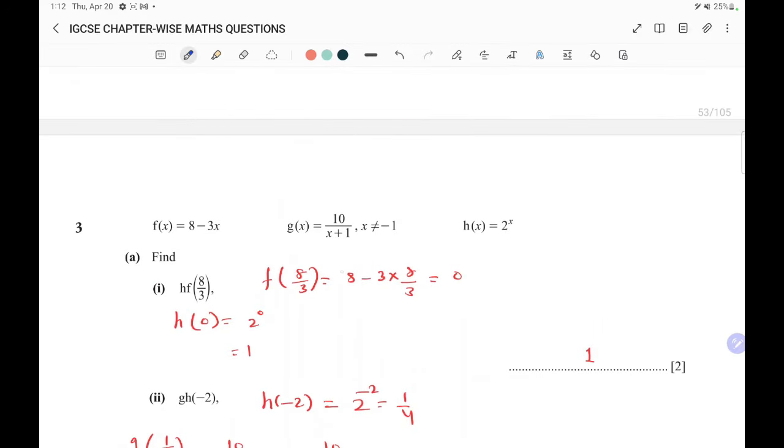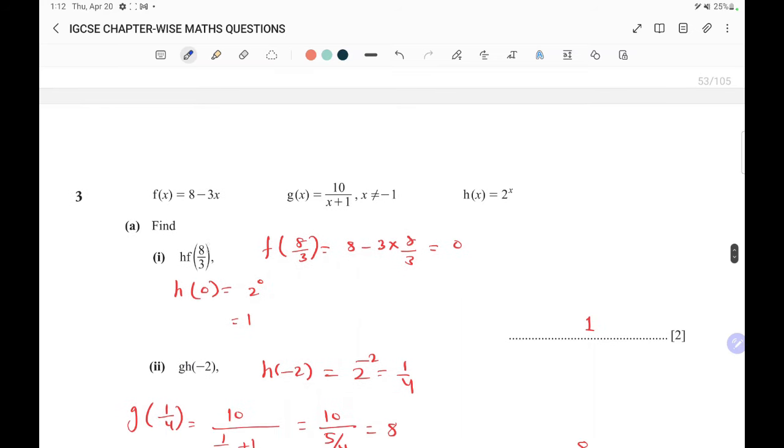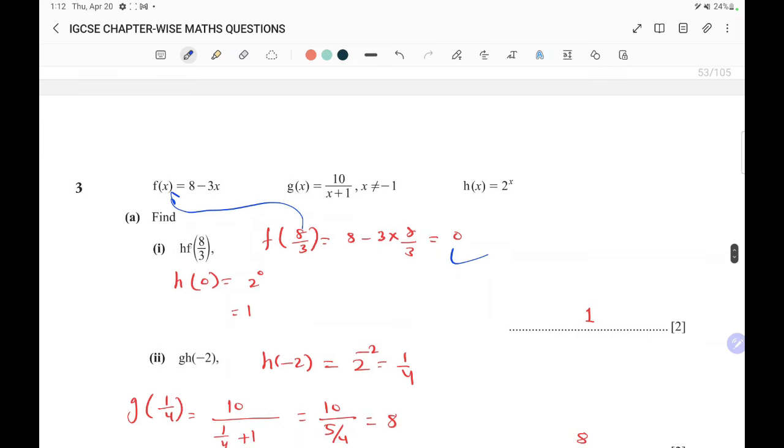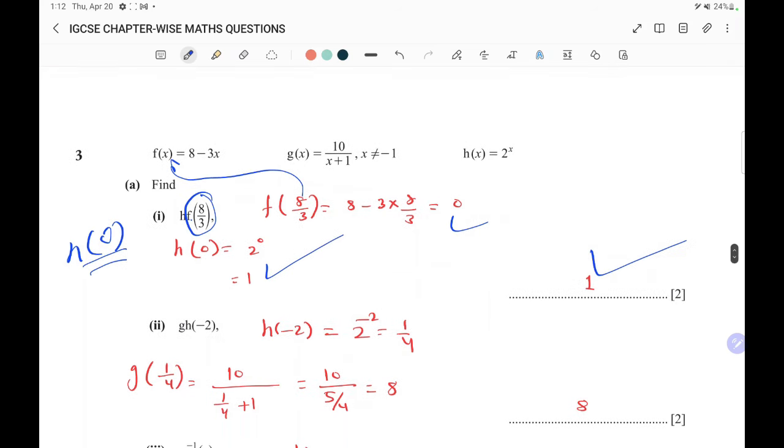fx is 8 minus 3x, gx is 10 over x plus 1, hx is 2 to the power x. H of f of 8 by 3. Can we find f of 8 by 3 first? Just put 8 by 3 here. So 8 minus 3 times 8 by 3 is 0. So h of f of 8 by 3 became h of 0. And h of x is 2 to the power x, so h of 0 will be 2 to the power 0, which is 1.